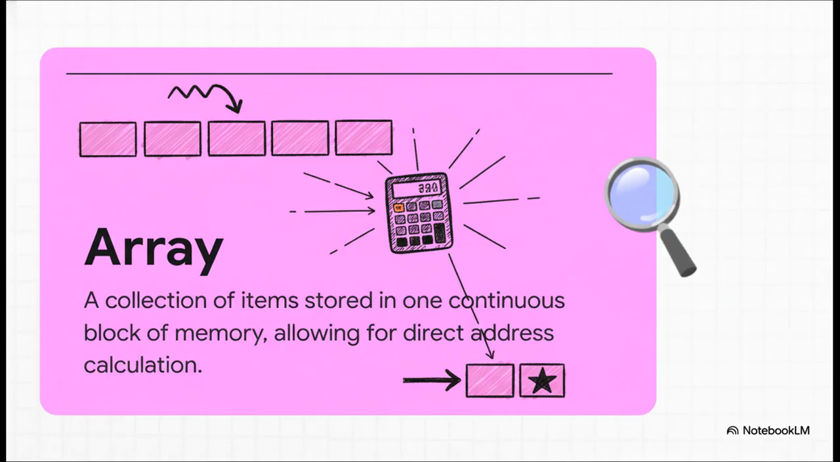And that bookshelf idea? That's exactly how it works in memory. It's called contiguous allocation, which is just a fancy way of saying everything is stored in one big continuous block. This is the array's secret weapon. Because everything's packed together, the computer can do some super simple math to find any element instantly. It knows where the list starts. It knows how big each item is, so it just calculates the exact address. No searching, no guessing, just pure speed.